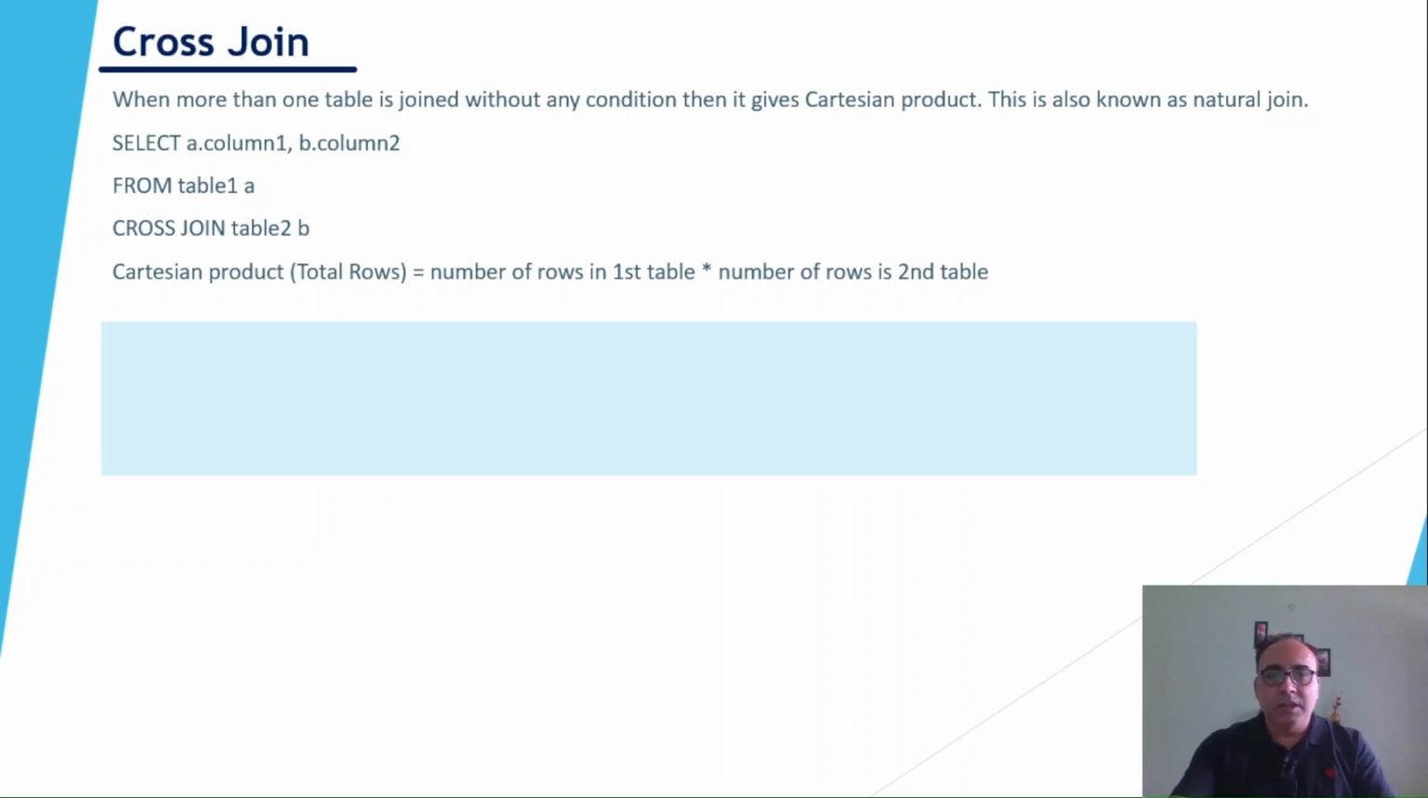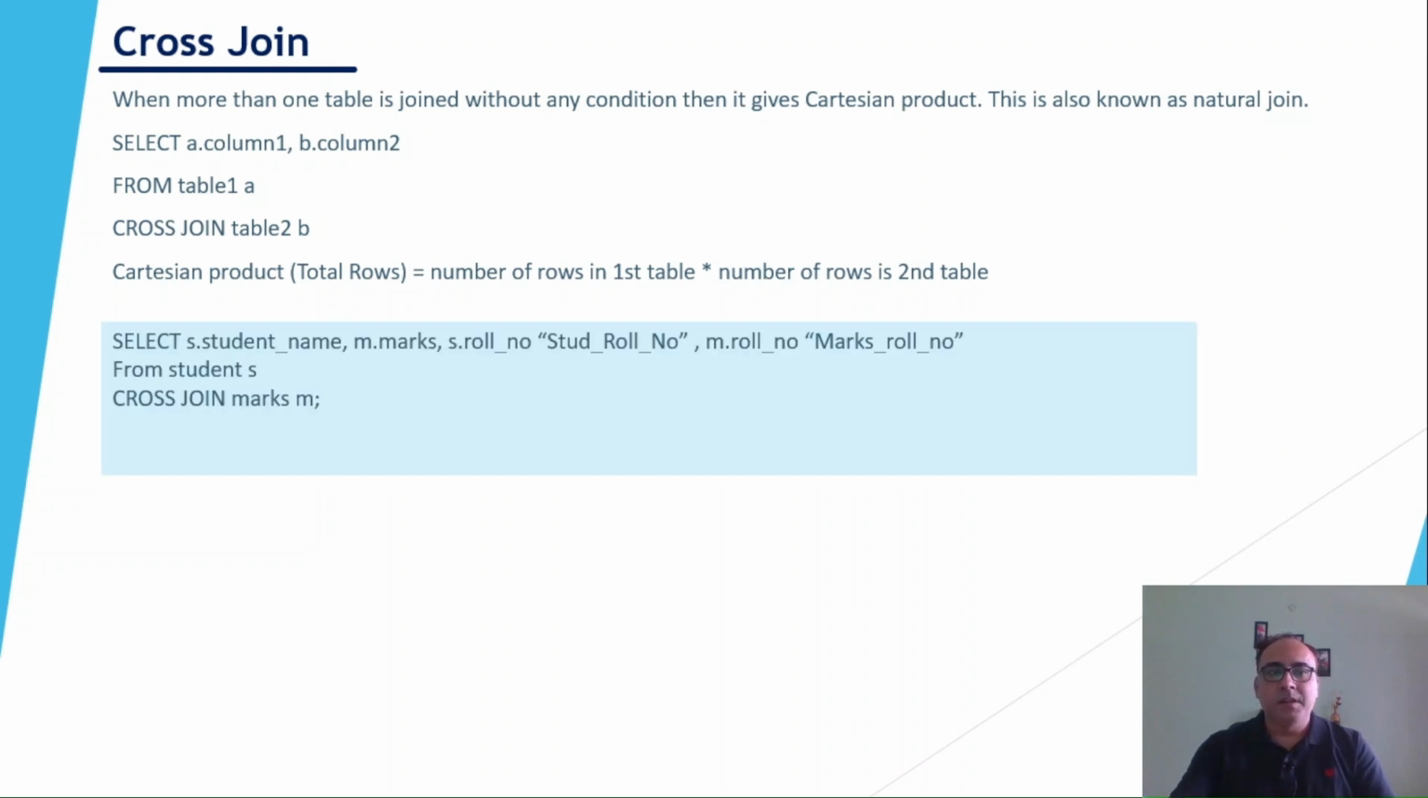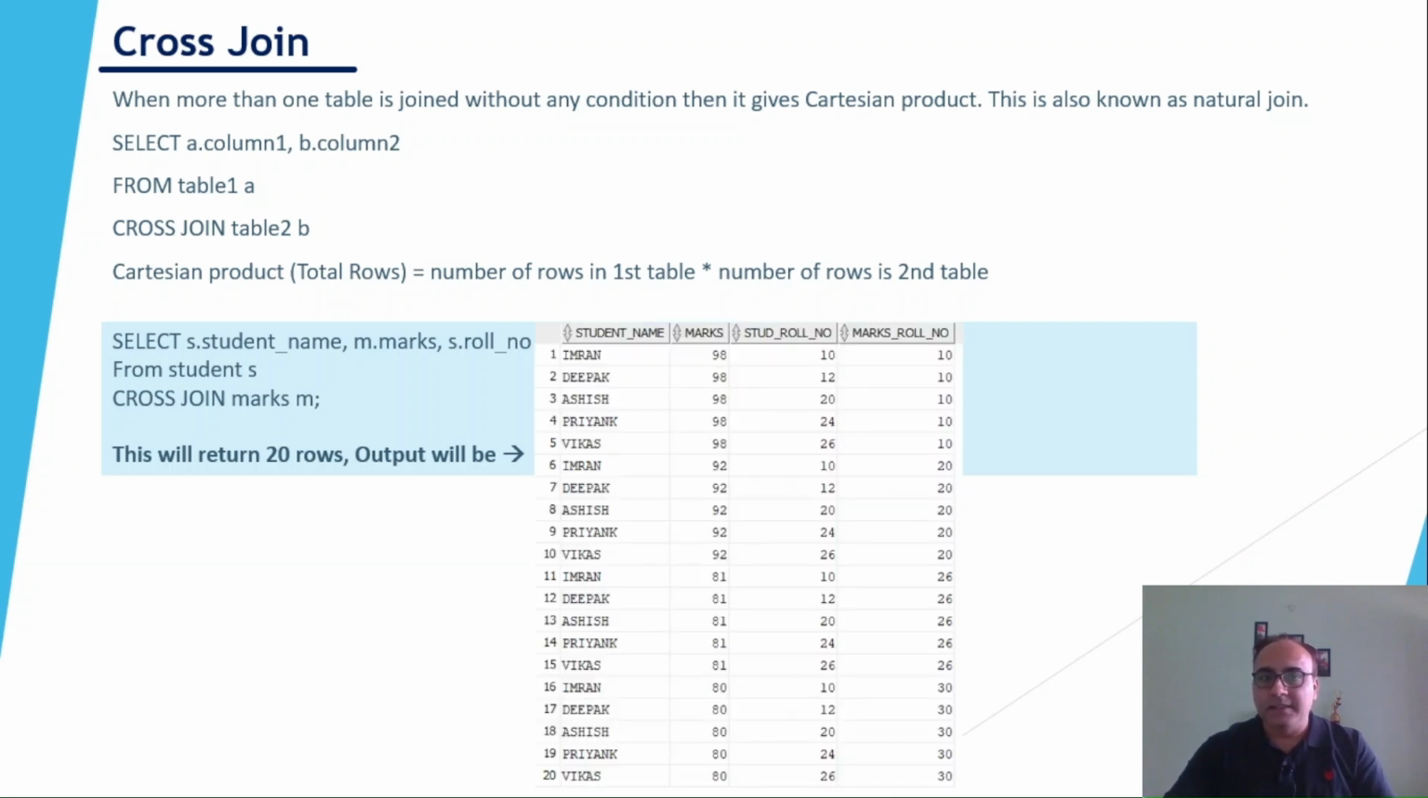In our example, it is the same example, only in place of join we have mentioned cross join. If we use the same tables we discussed in the earlier slide, we'll get 20 rows, because in the student table we have 5 rows and in the marks table we have 4 rows. So the outcome will be 4 multiplied by 5, which is 20, and it will look like this. It basically forms a Cartesian product of two tables.